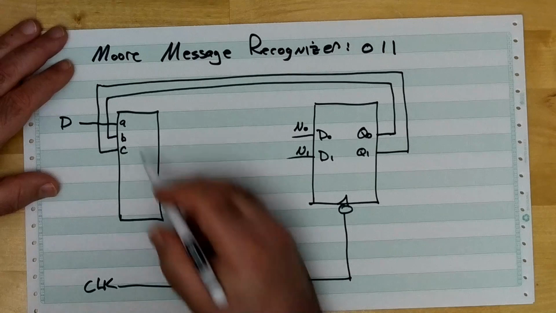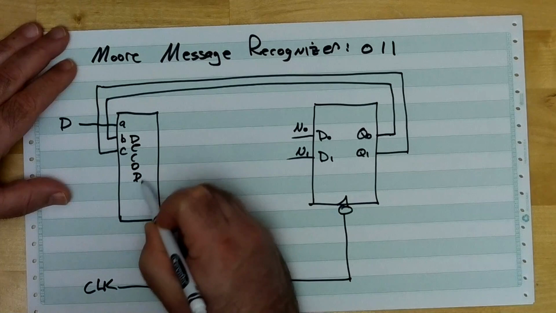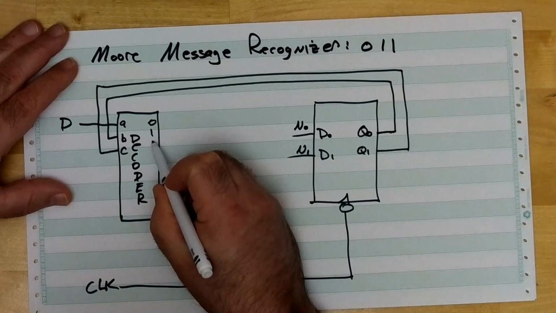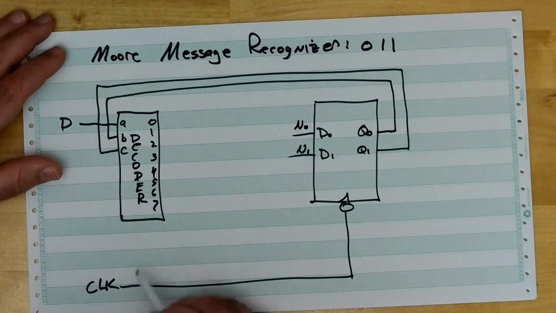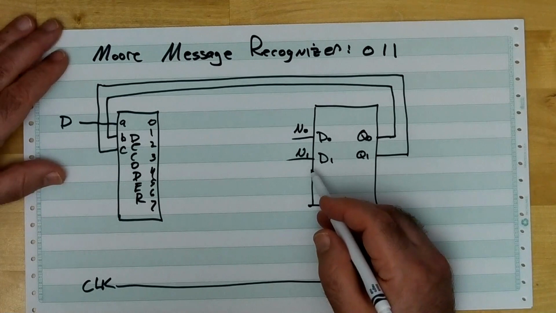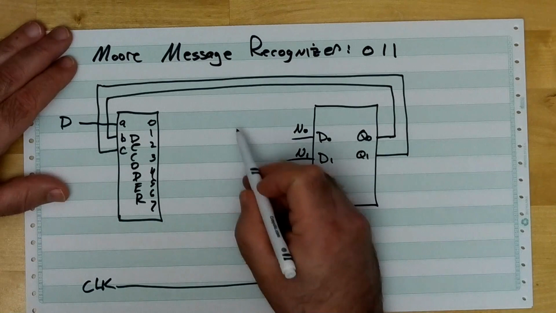Now, we got three inputs. How many outputs do you have in a decoder? Two to the third power. Therefore, you got 0, 1, 2, 3, 4, 5, 6, 7. Those are all the possible products given these three inputs. Now, we express N0 and N1 by using sum of products. Well, how do you sum? Well, you use a nice OR gate. I'm going to draw a nice big OR gate right here for N0.